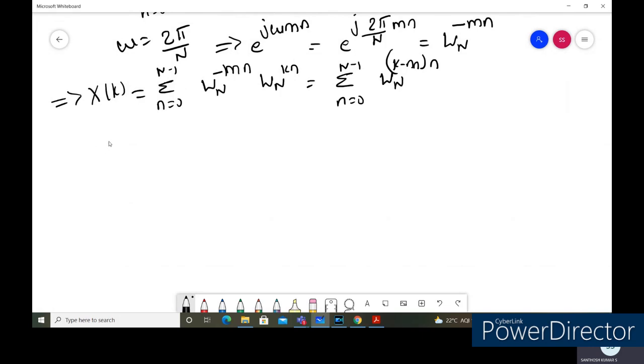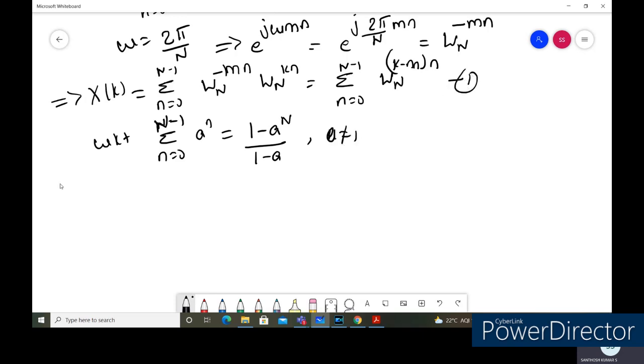So we know that the summation n equal to 0 to N minus 1 of a to the power of n is equal to 1 minus a to the power of capital N divided by 1 minus a, provided a should not be equal to 1. I'm going to call this equation number 1, and let us evaluate this.